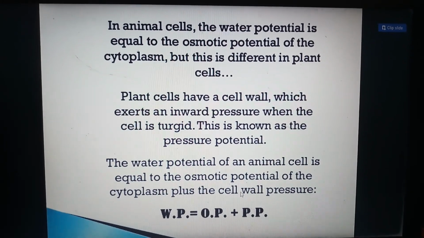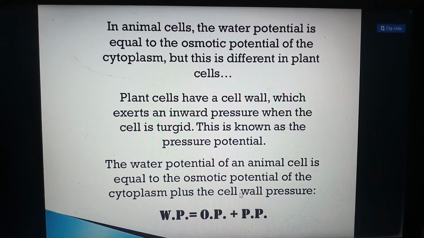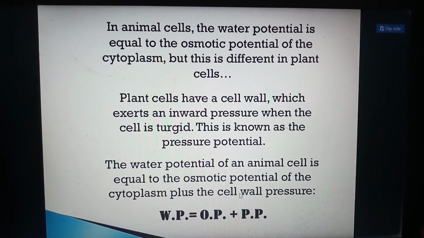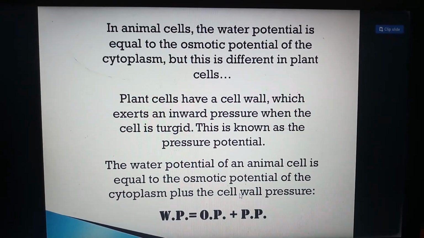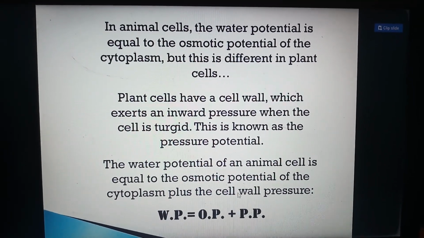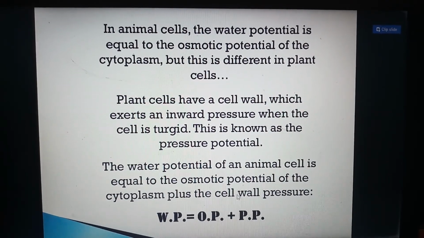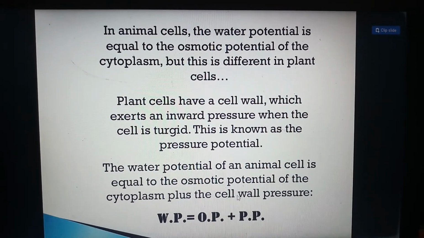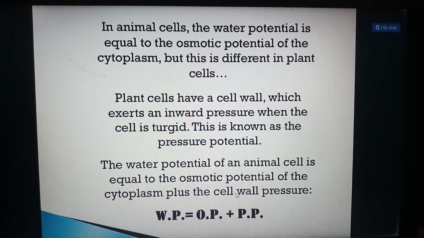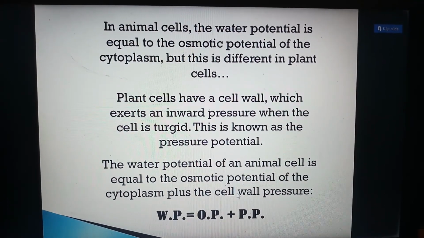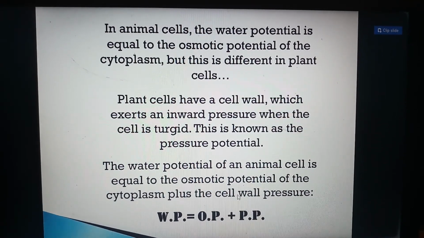But this is different in plant cells. The plant cells have the cell wall, which exerts an inward pressure when the cell is turgid. This is known as pressure potential. So the water potential of a plant cell is equal to the osmotic potential of the cytoplasm plus the cell wall pressure. So water potential is equal to osmotic potential plus cell wall pressure.